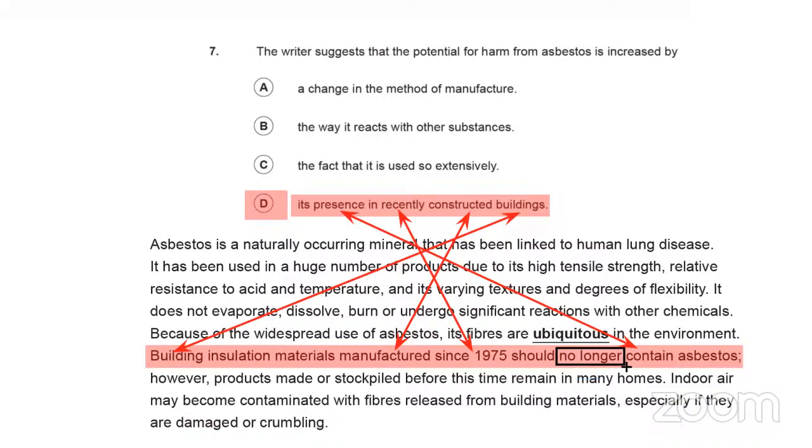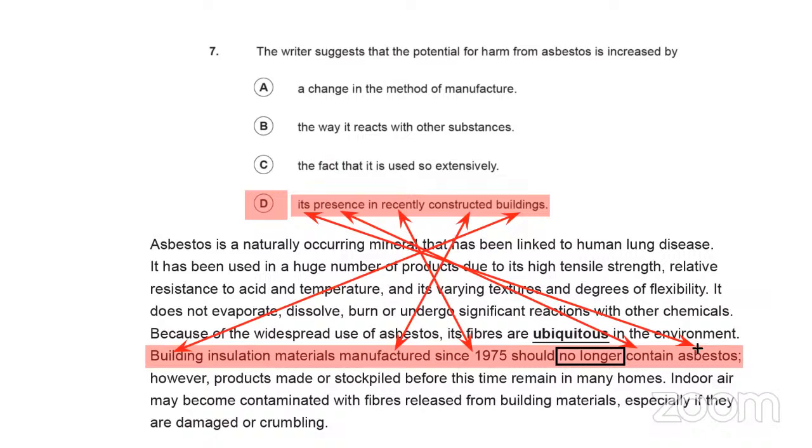When asbestos is not its, means asbestos. The presence of asbestos means contain asbestos. Its means asbestos, its presence. So contain asbestos. No longer contain means no longer present. Asbestos is no longer present. Means not at all present, means 0%. New buildings, there is no asbestos. It's prohibited.